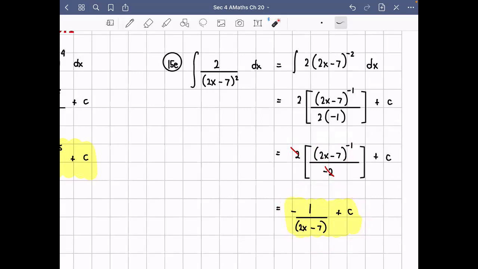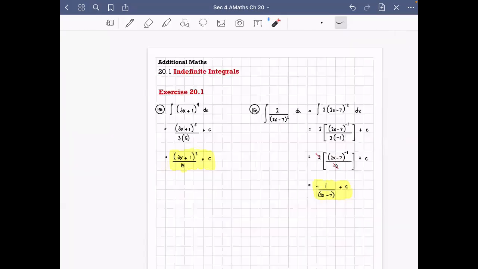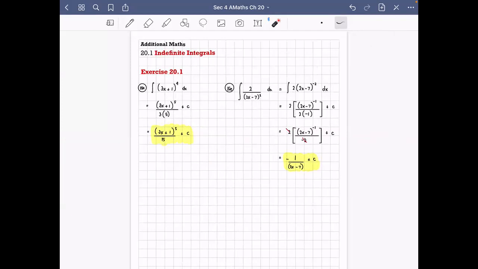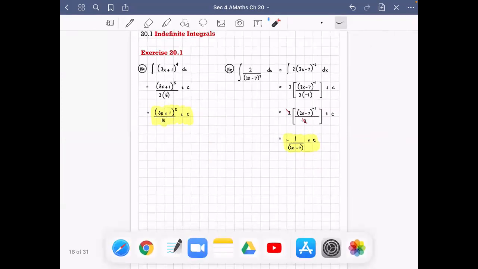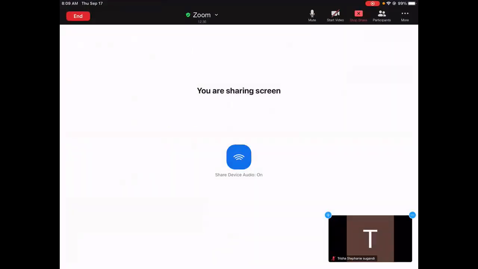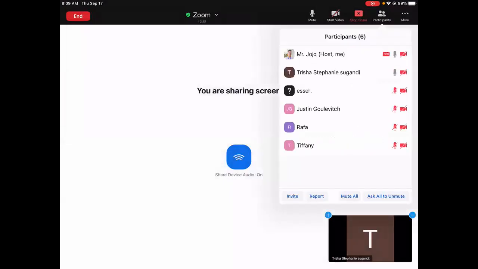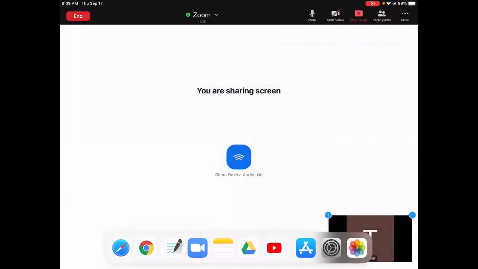So that's 15e. So Sec 4, do you have any question? Any questions, Sec 4? No question. Okay, so that's chapter 20.1.